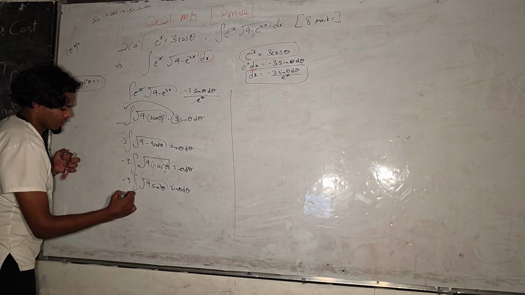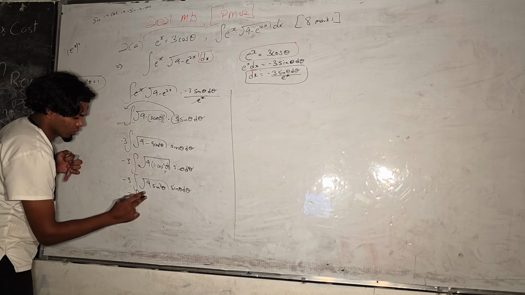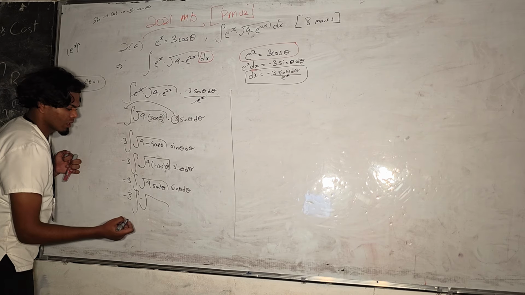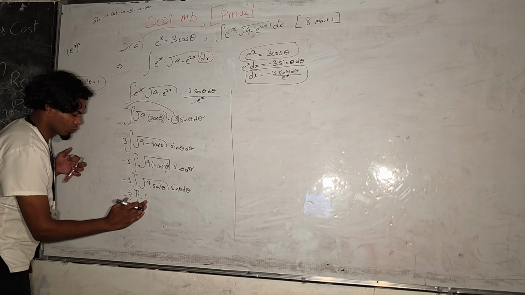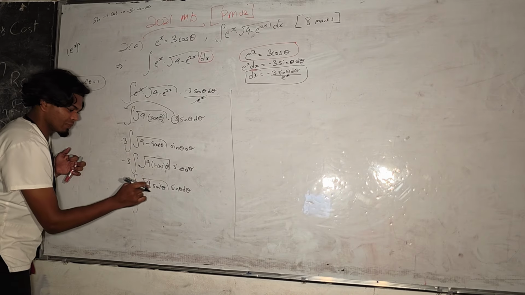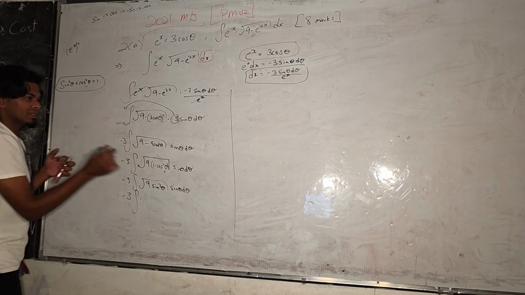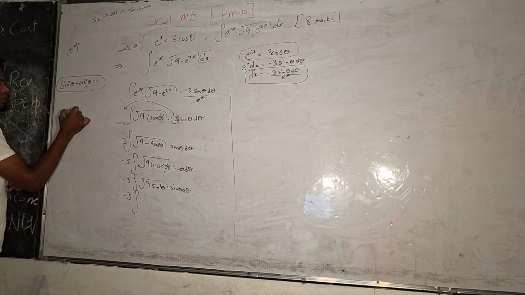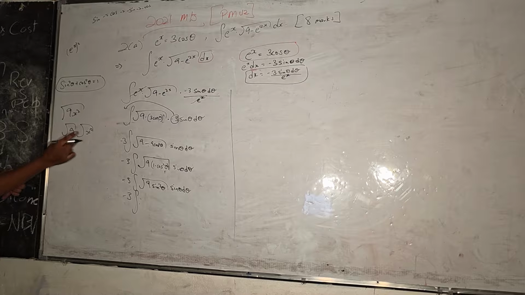Let me go back. Wait a minute. The root of 9x squared is the same as the root of 9 times the root of x squared. You can do that. You can multiply everything inside the root and split it like this.